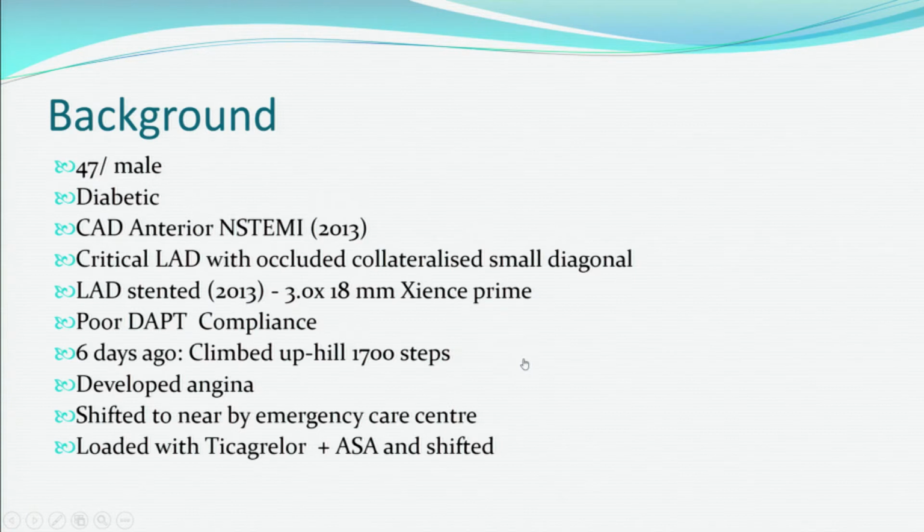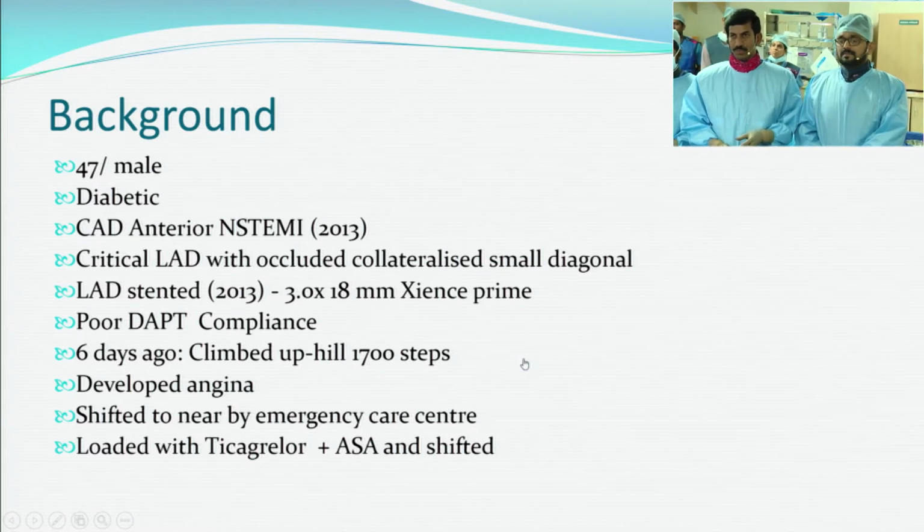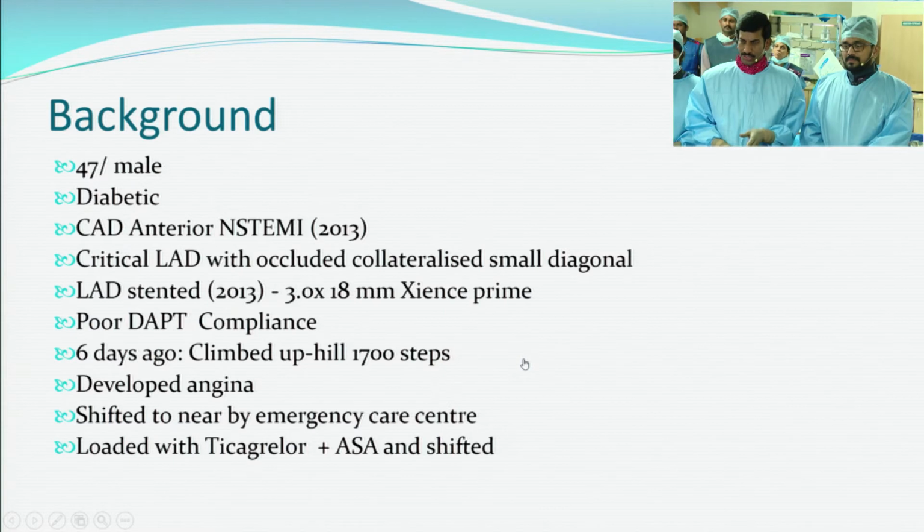Let's start with the background. This is a 47-year-old male, a diabetic, who had an anterior wall non-STEMI 5 years back. He had a critical proximal LAD with a small collateralized diagonal, which was a totally occluded vessel. He was stented with a Xience Prime 3 x 18 mm with an excellent result 5 years back. He was doing extremely well.